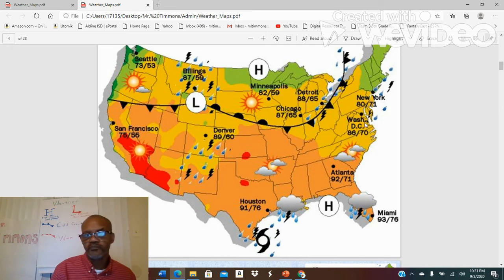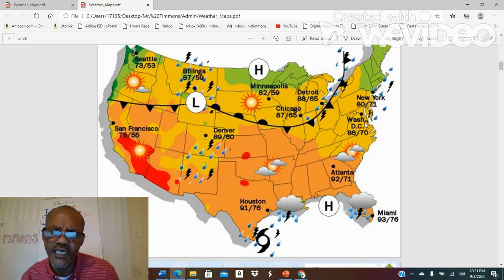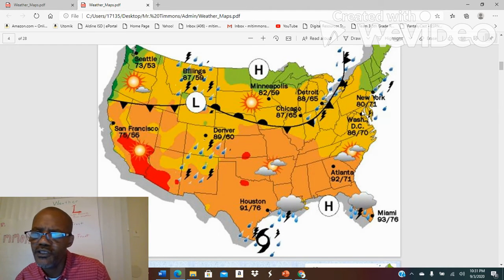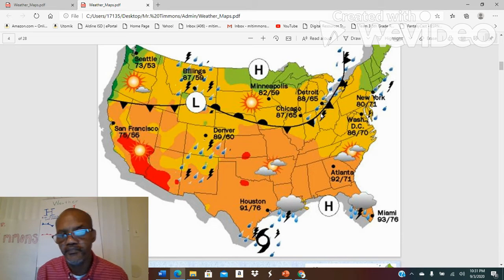Okay, so you can predict that if you see the barbs heading towards your city, you can expect in the not too distant future that the city is going to be colder. And it's probably going to have some rain, especially if it's on this side of a cold front.